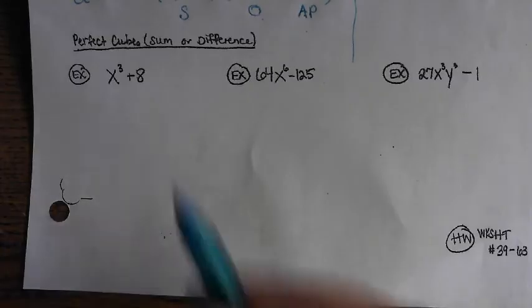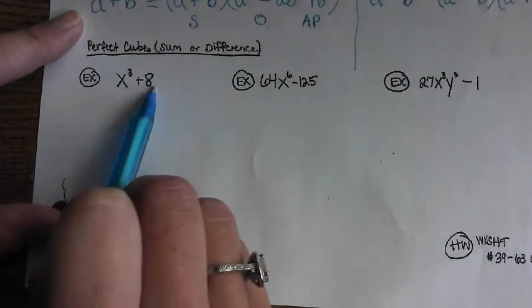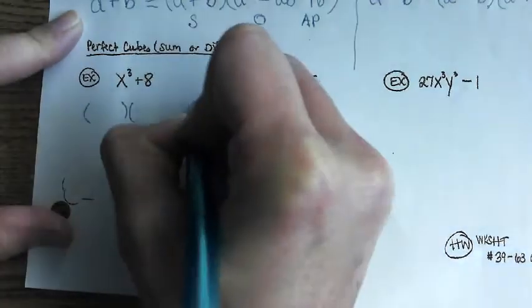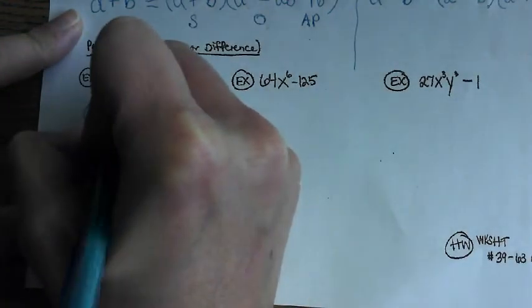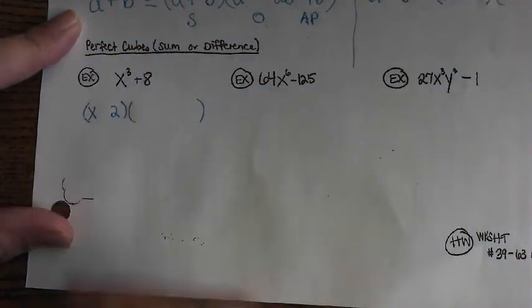So perfect cubes here. What's the cubed root of this? X. What's the cubed root of this? 2. So set up your binomial, trinomial. X and 2. What sign do I use? Positive. Plus.